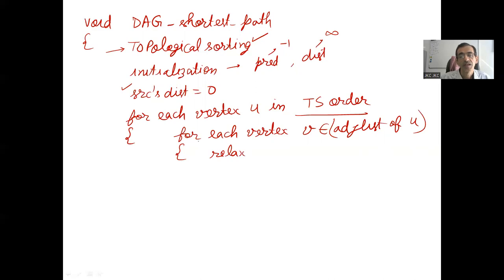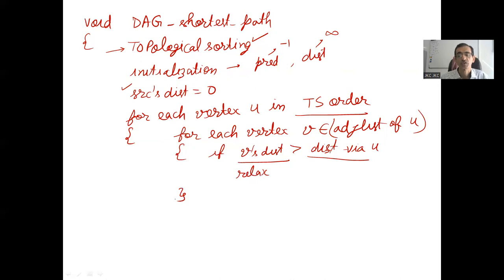relax. Of course, in relax, you can have a condition. So you can say if distance of V is greater than the old distance compared to the distance via U. So you know how to write that logic. I'm not rewriting. So if the earlier distance is greater than the distance via U, you will be relaxing that. And based on that, effectively, you will be covering one by one.